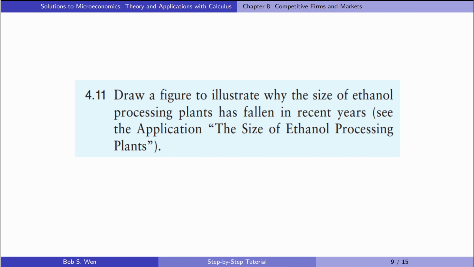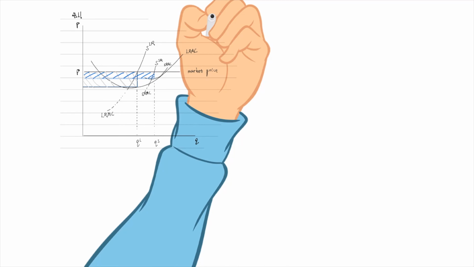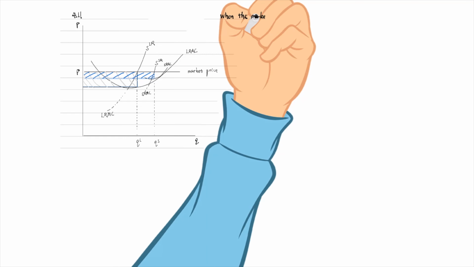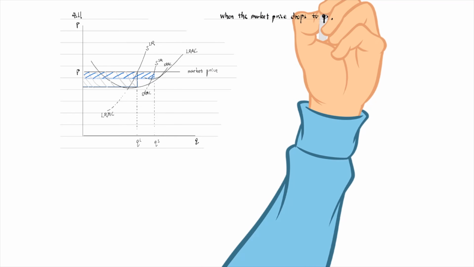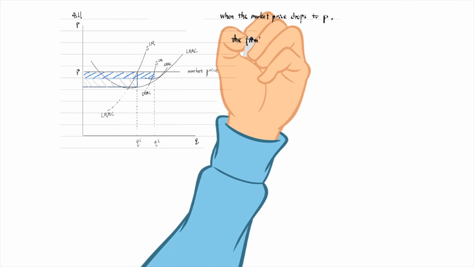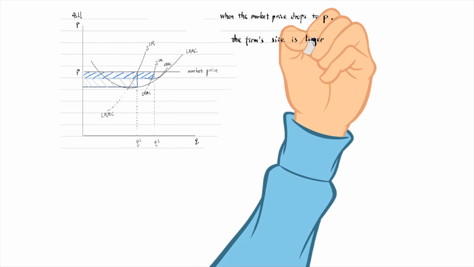Let's go to exercise 4.11. Draw a figure to illustrate why the size of ethanol processing plants has fallen in recent years. We can draw the short-run and long-run average cost and marginal cost curves in a diagram. When the market price drops to P, the firm's size is larger than the optimal long-run size at that price P.